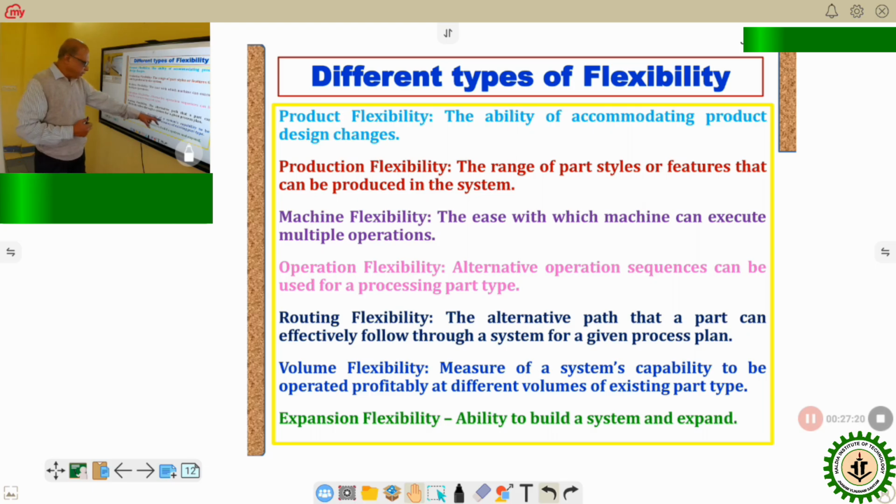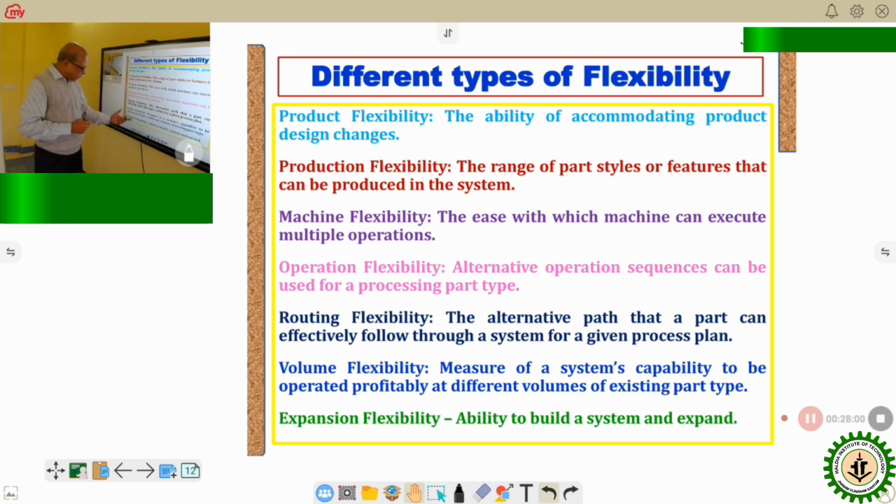Volume flexibility is a measure of the system's capability to be operated at different volumes of an existing part type. In this paradigm, we talk about a business term, the product volume mix. That means volume may change depending on the different product categories or product variants. Say model A may require 20 numbers, model B 25 numbers, model C 37 numbers. So for different categories of model A, B, C, the quantity keeps on changing. That is exactly what is called product volume mix.